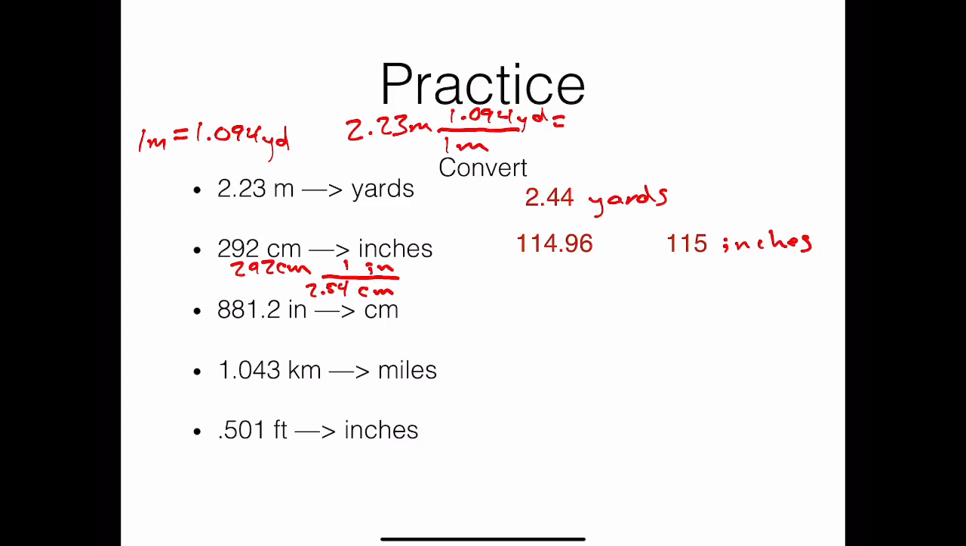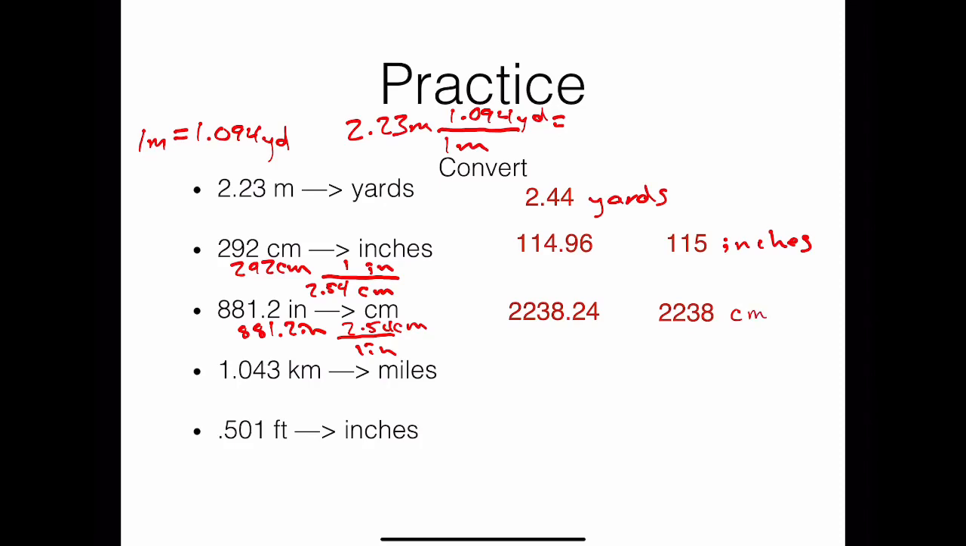For the next one, we're using the same equivalent statement, just the inverse. So we're using a slightly different conversion factor. Here we're starting with 881.2 inches. We're putting 1 inch on the bottom, 2.54 centimeters on top. And when we put this into the calculator, we get the number 2,238.24. But our original number only has 4 sig figs, so rounding this number to 4 sig figs gives us 2,238, and our final unit here is centimeters.